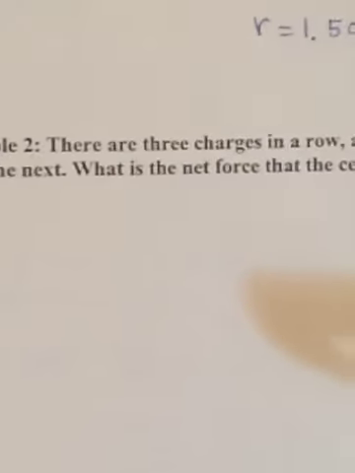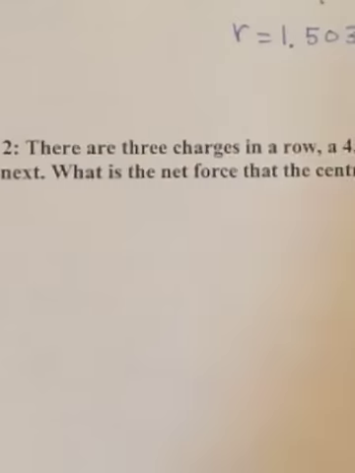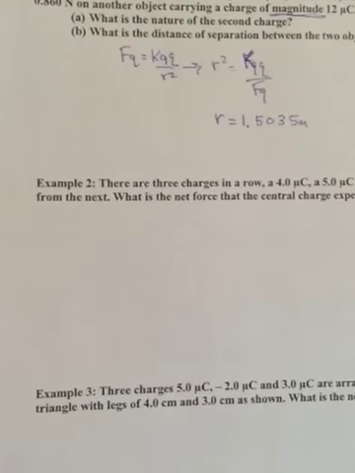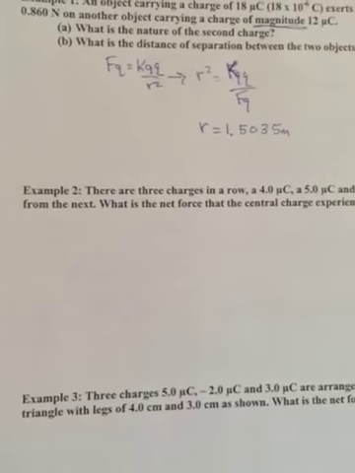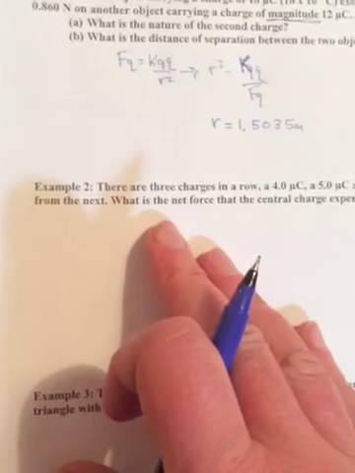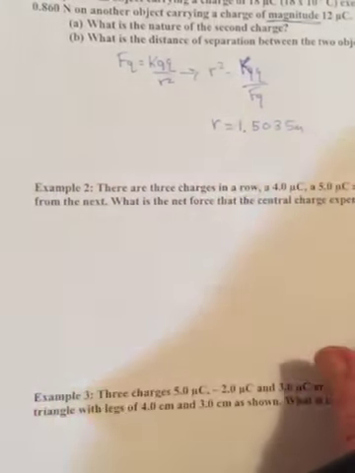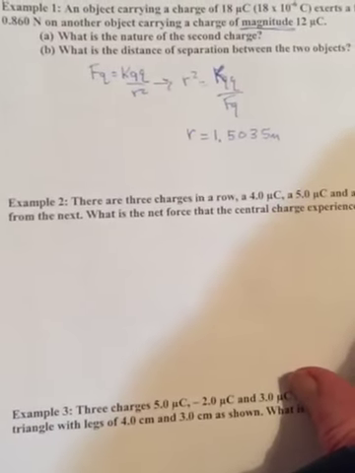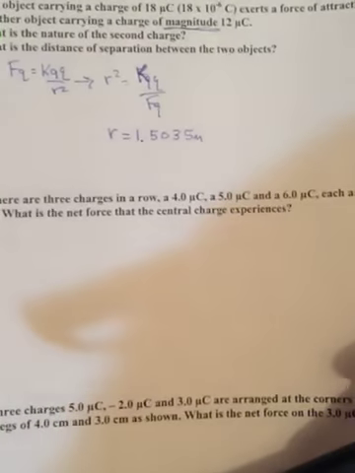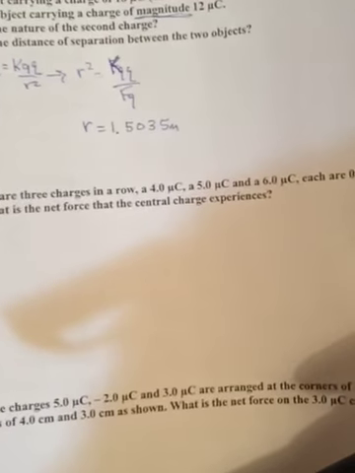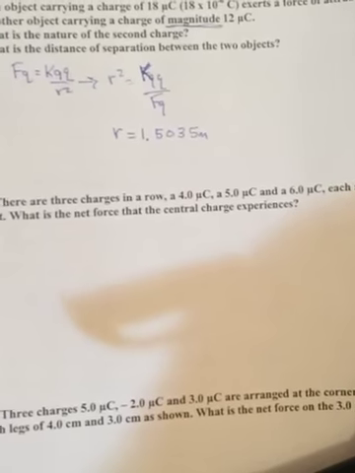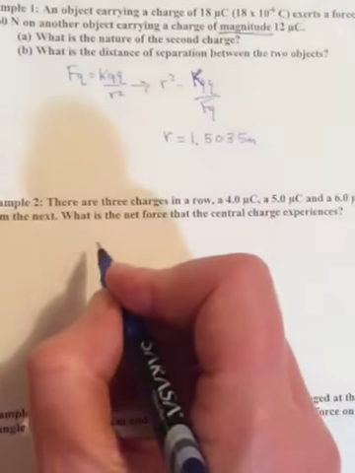The ones I want to look at today are example 2 and 3, because the reality is we don't always just have 2 charges that are near each other putting a force of attraction on each other. Sometimes we have 3 or 4 or 5, or if I'm really nasty, 8 or 9. So in question number 2, there are 3 charges in a row, positive 4, positive 5, and a positive 6 microcoulomb, and each are 0.2 meters from the next, and it wants the net force on the central charge.